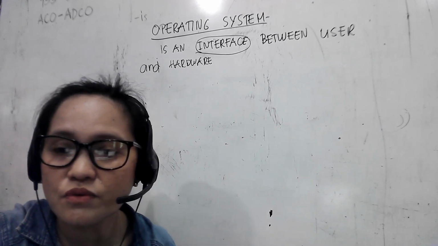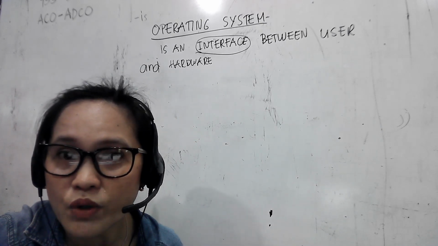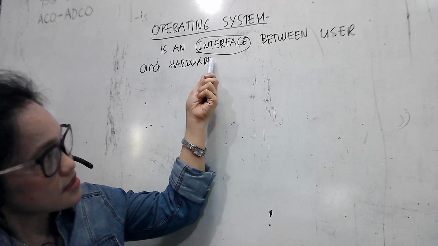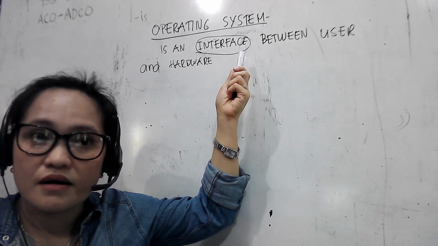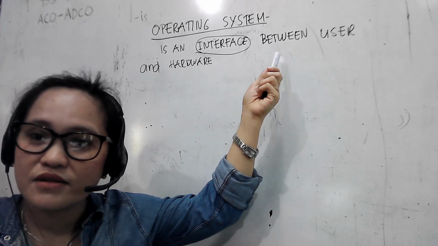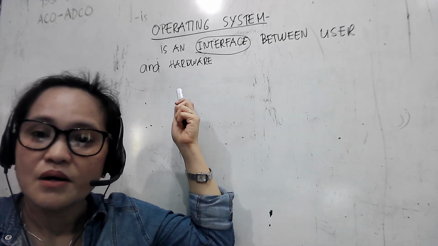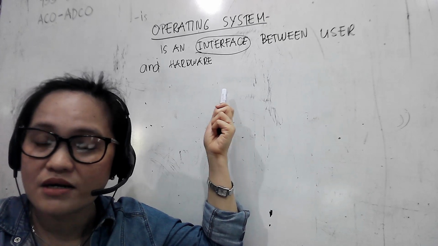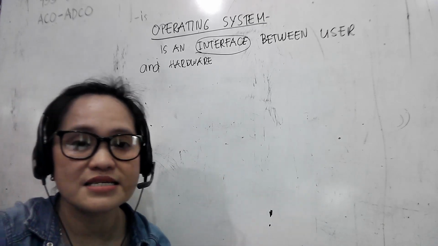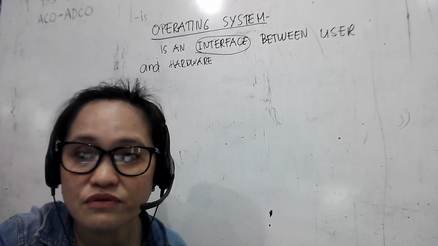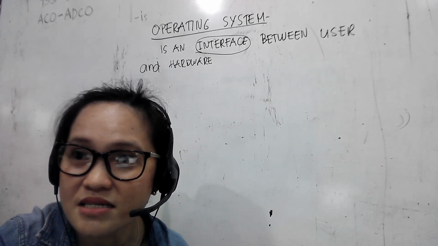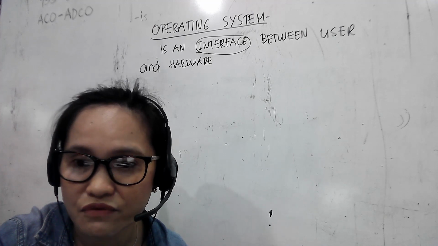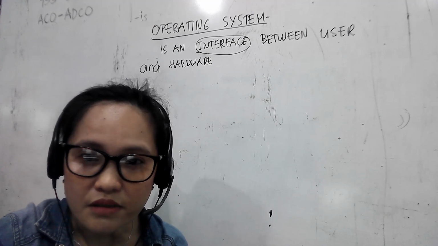As we go through this discussion, we will discuss what is an interface, what an interface does between the user and the computer, and then the common functionality of an operating system. But first we have to define what is a software, since operating system is an example of a software.